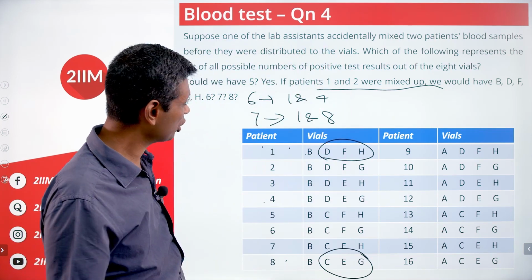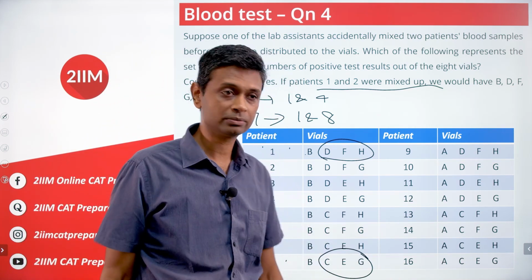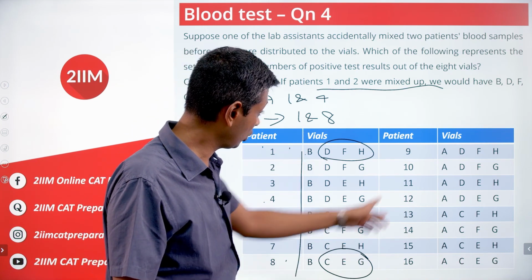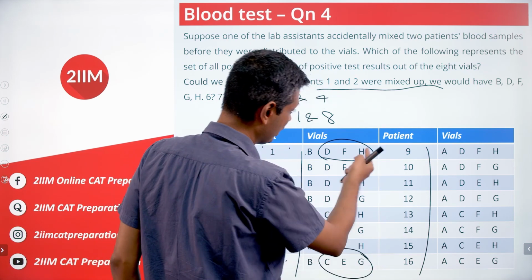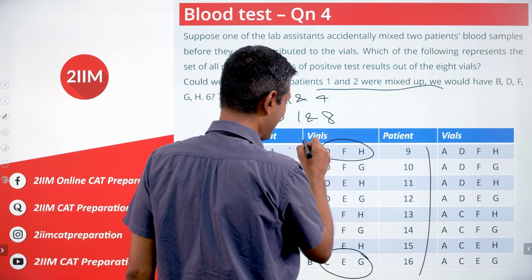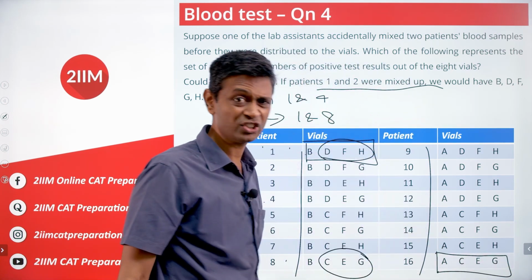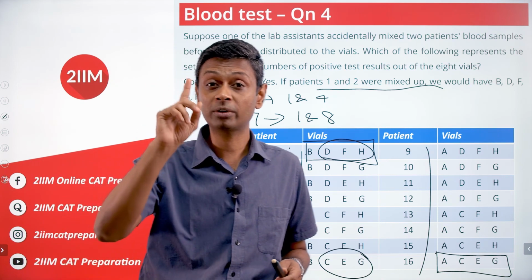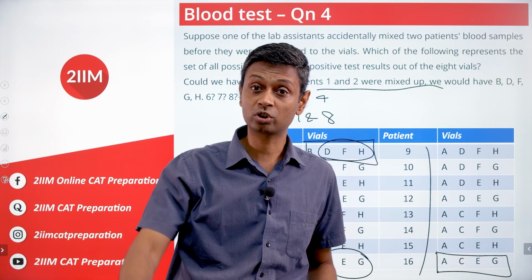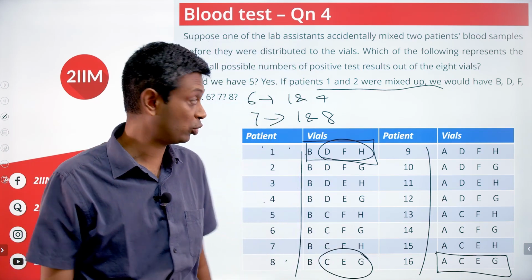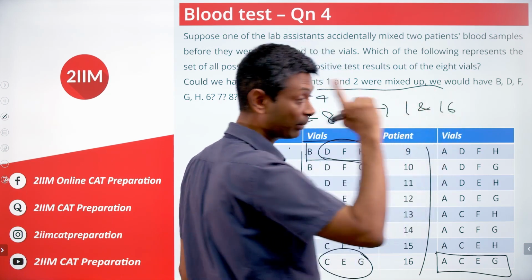Are 8 vials possible? All 8 vials test positive. Is there a scenario where there is no overlap? Think about this. All of these have B, all of these have A. So let's select one from here and one from there. This is CEG, this is DFH, that we've already seen. BDFH and ACEG. If 1 and 16 get mixed up and one of them has the illness, then A, B, C, D, E, F, G, H, all 8 would test positive.